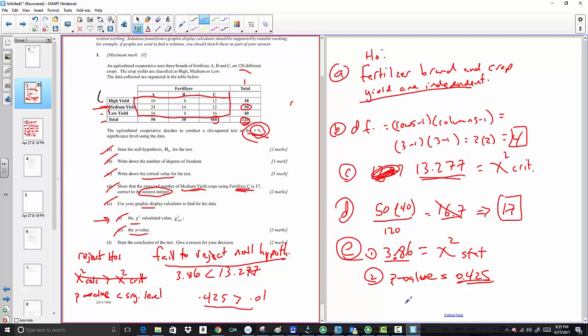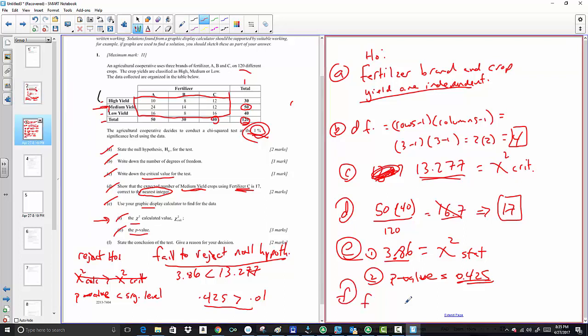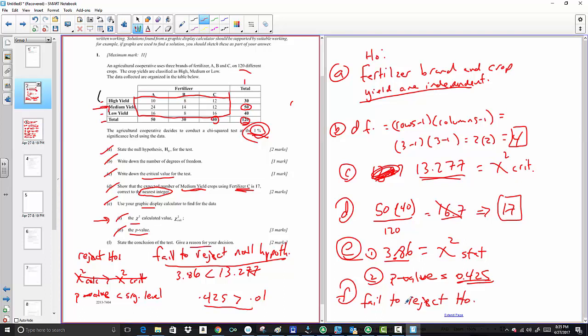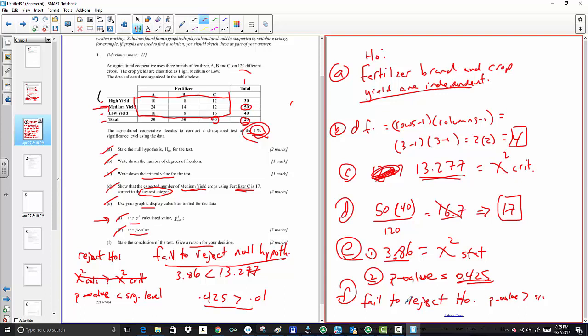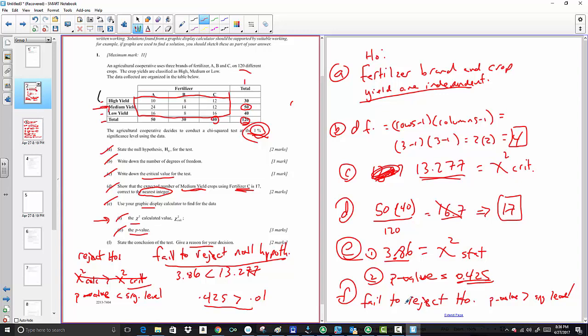So the answer for part F is fail to reject H0. They want a reason for the decision. You could put these right here. But we're basically saying that your p-value is greater than significance level. Or you could also say that your calculated chi-square value is in fact less than your critical value. Either answer would be acceptable, okay? And they'll give you credit for that. So don't waste a lot of time on this question. Just go on to the next one.